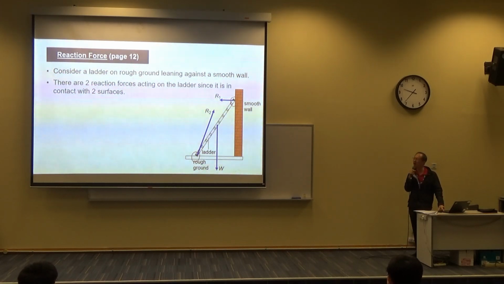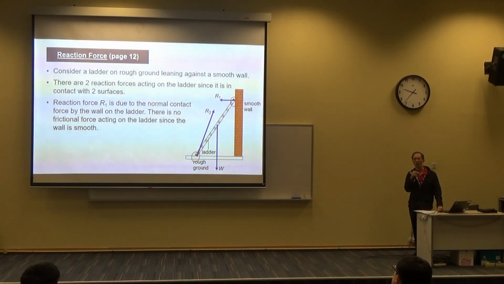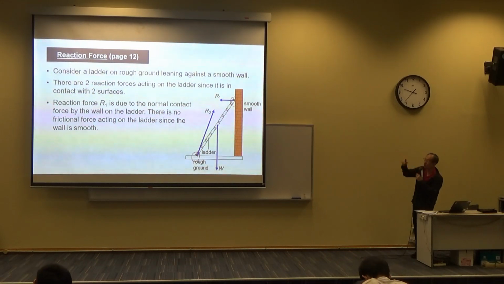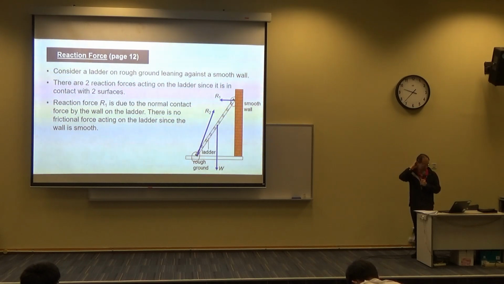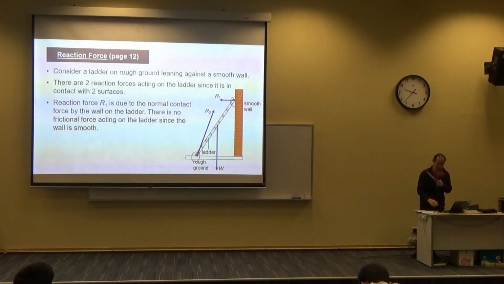Now, let's analyze R1. Because R1 looks easy, looks like the normal contact force. Because R1 is really just a normal contact force, because there's no friction. It's a smooth wall. So, the reaction for R1 is the normal contact force. So R1 is easy to understand, because it's in contact with a surface, normal contact force. But it's because of that, because this is a smooth wall.